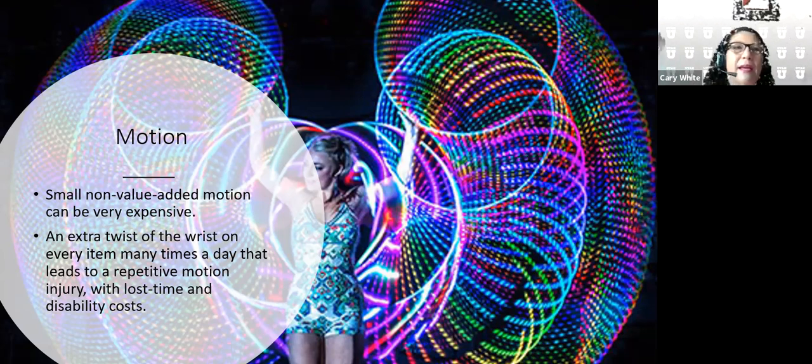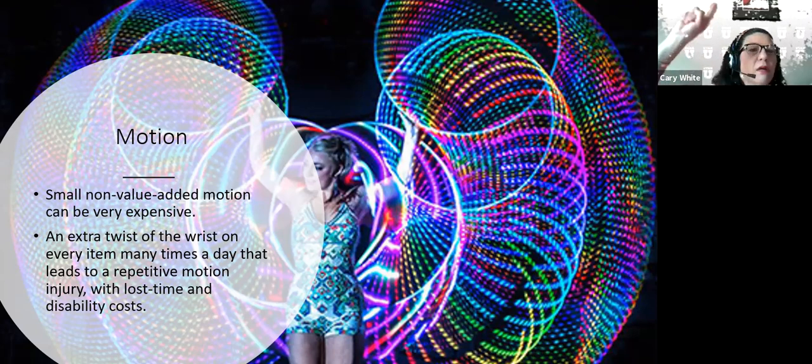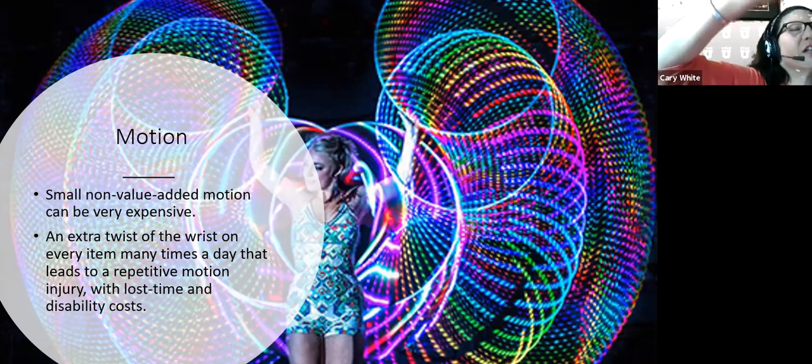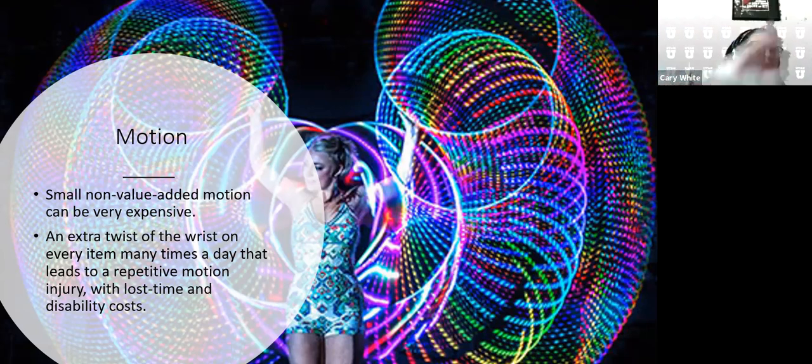And I've had people ask me, and feel free, I've got you all muted, feel free to unmute yourself if any of you have questions, about the difference between motion and transportation. Transportation is physically or virtually moving something from one point to another. Motion is the people part of it, right? So make sure that whatever motion the people in your process are doing adds value to what you're doing.